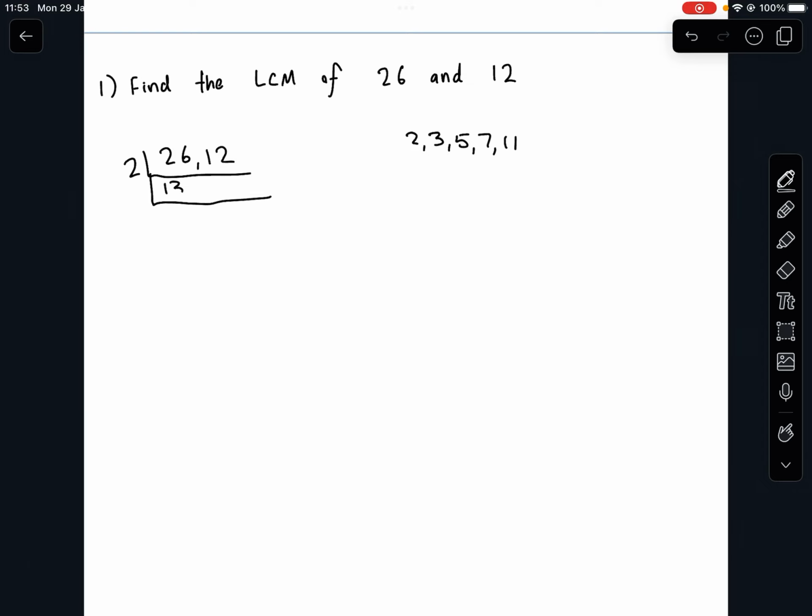26 divided by 2 is 13. 12 divided by 2 is 6. Now, what's the smallest prime number that divides into any one of them? We have 2 again, because 6 is divisible by 2. 13 stays there because 13 isn't divisible by 2, but 6 divided by 2 gives us 3. Now 2 doesn't work. 3 works, because we can divide 3 by 3. 13 is not divisible by 3, so we keep 13 again, and 3 divided by 3 gives us 1. Now we have one last number to work with, and 13 is actually a prime number. So we just divide it by 13. We're left with 1, 1, so we're done.